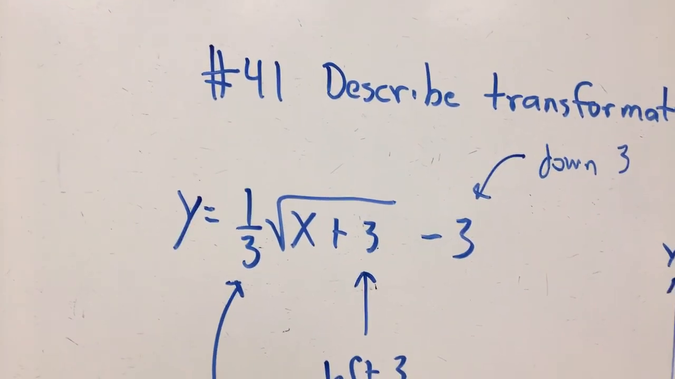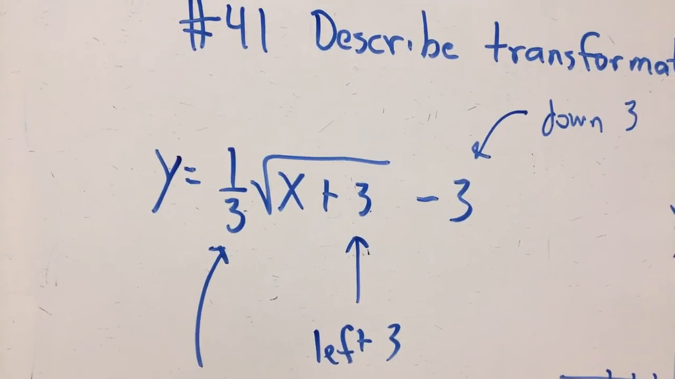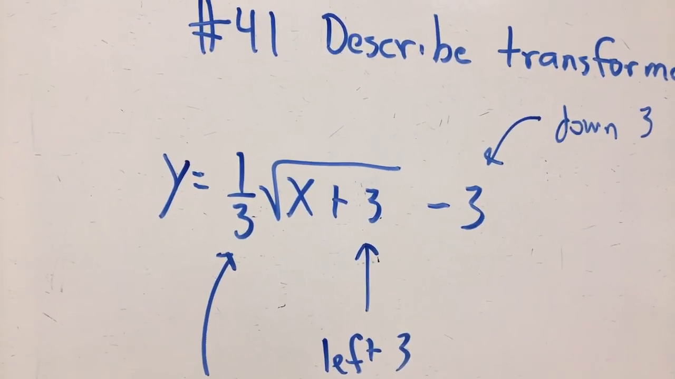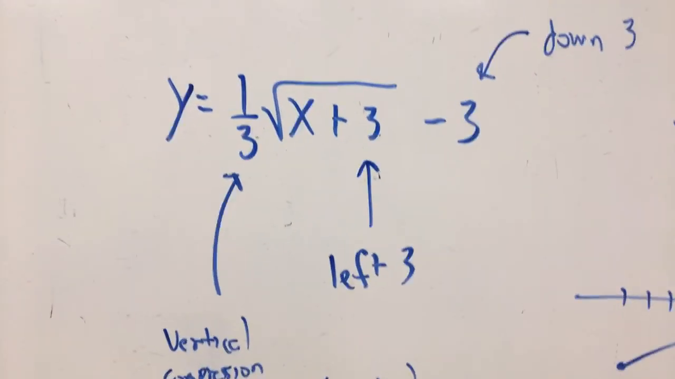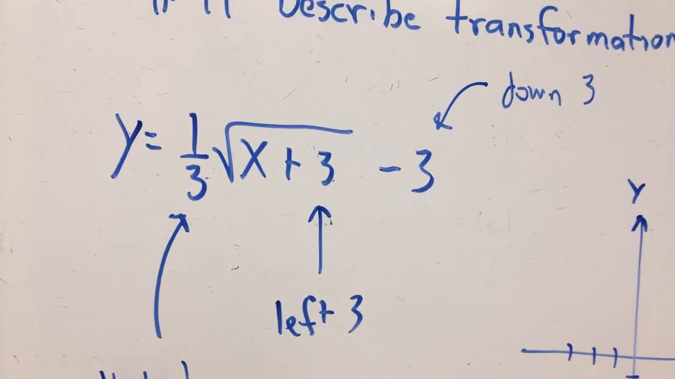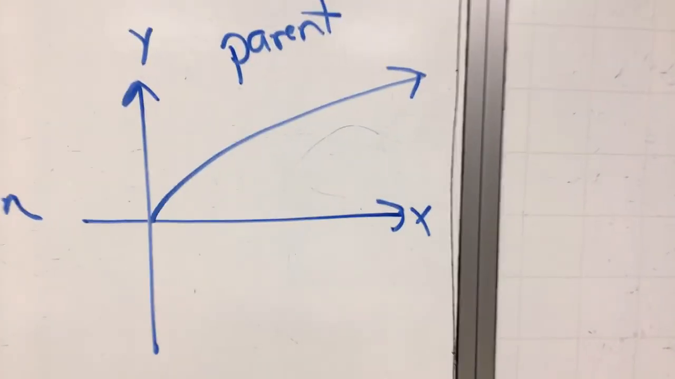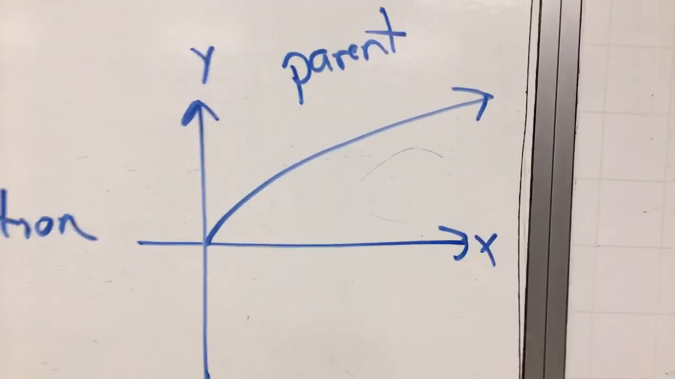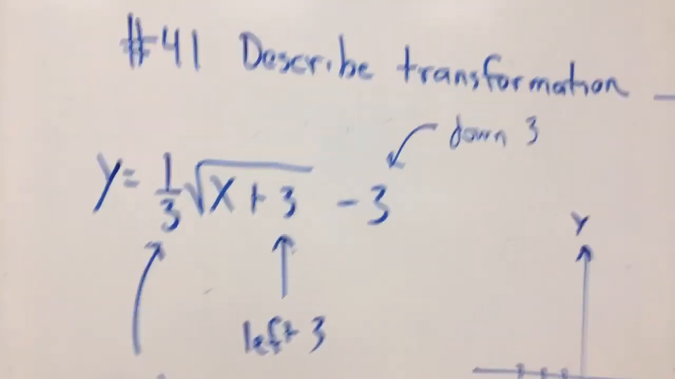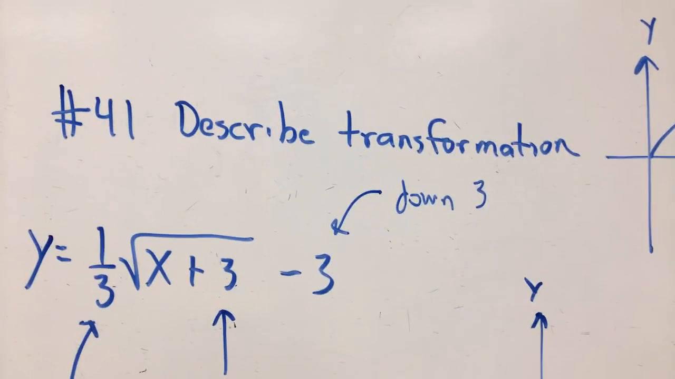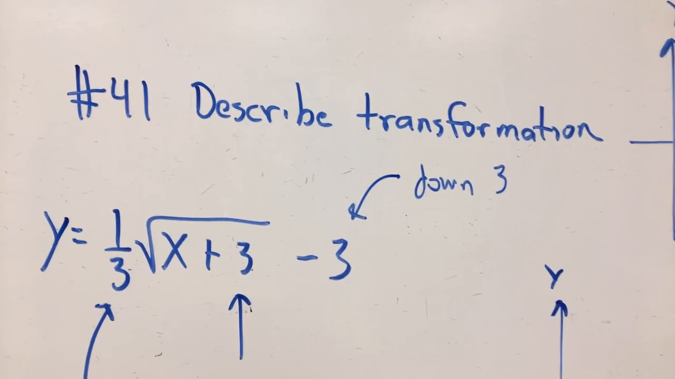Okay? Take what's underneath the radical. Set that equal to 0. What's the value of x that makes that equal to 0? That would be a -3. So that means that the starting point, remember if this is the parent, the starting point at the origin, it shifts 3 units to the left. The number on the end says take that starting point and drop it 3 units.